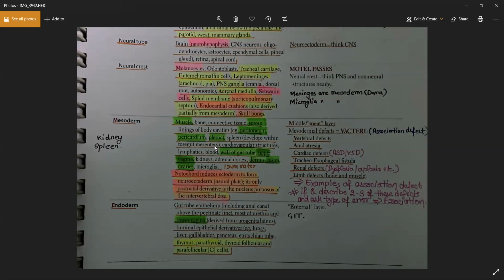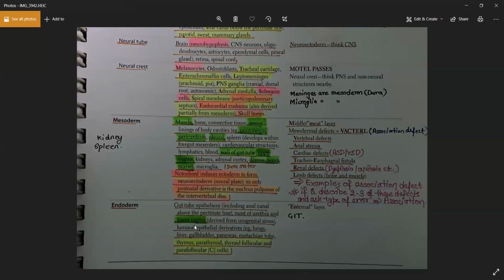The rest of the structures you already know about: the adrenal cortex, kidney, your heart. All these organs are formed by the mesoderm. For the endoderm, remember every GI organ that you know is derived from the endoderm, up to above the pectinate line. Okay, all these things are derived from the endoderm. The urethra is derived from the endoderm. The lower vagina is derived from the endoderm, which is derived from the urogenital sinus.